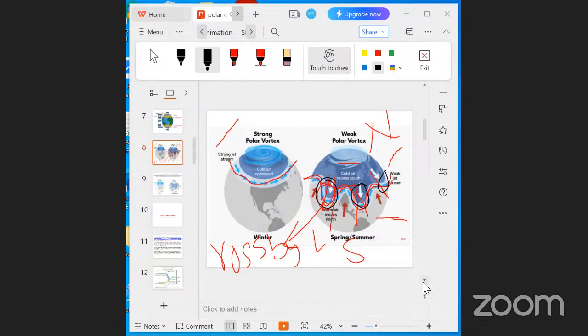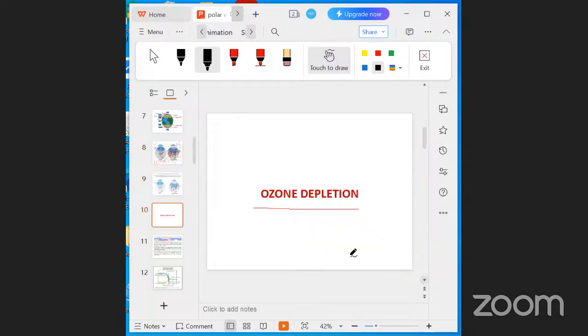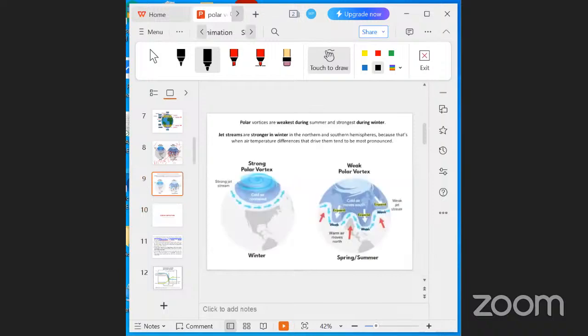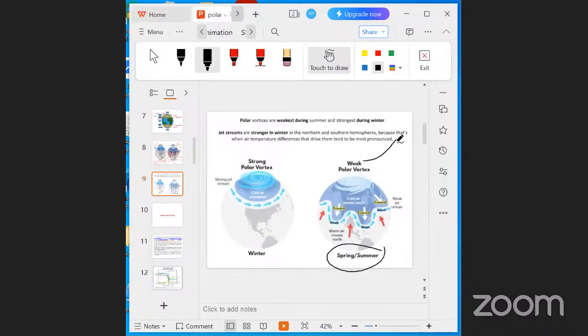Now you see, the polar vortices are weakest during summer. You see here, this is the weakest, and strongest during winter. Remember, jet streams are also stronger in winter, and weak during the summer period. So obviously, when you have weakening and again strengthening, that is a fluctuation, an oscillation, right?